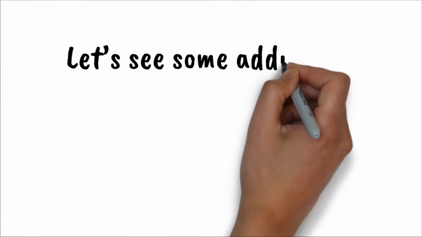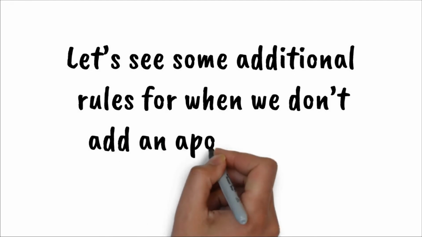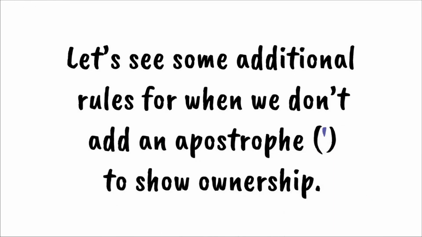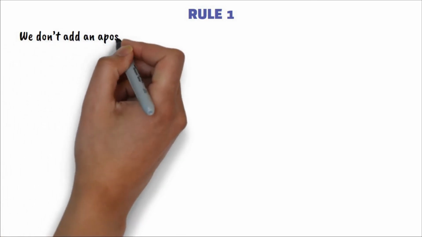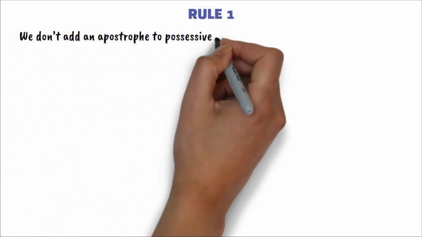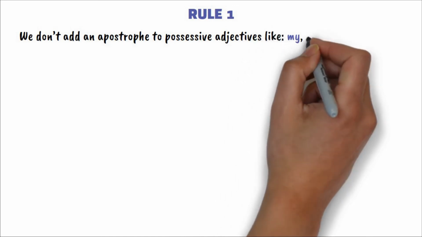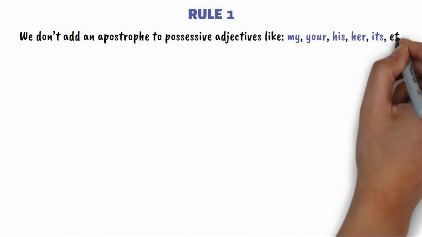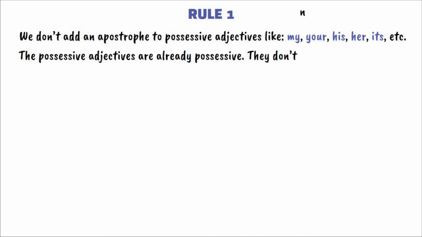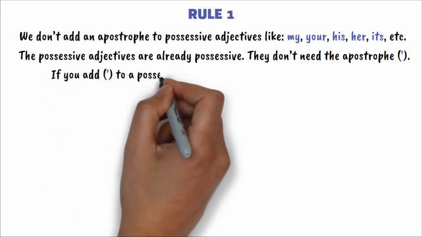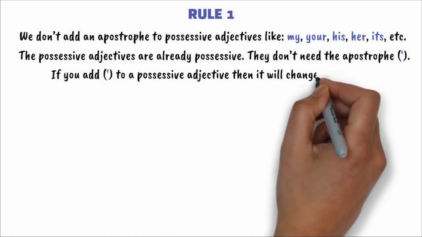Okay, and now let's see some additional rules for when we don't add an apostrophe to show ownership. Rule number 1. We don't add an apostrophe to possessive adjectives like my, your, his, her, its, etc. The possessive adjectives are already possessive. They don't need the apostrophe. If you add an apostrophe to a possessive adjective, then it will change its meaning.